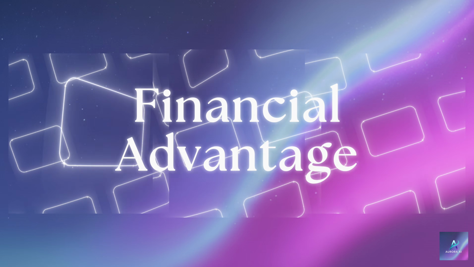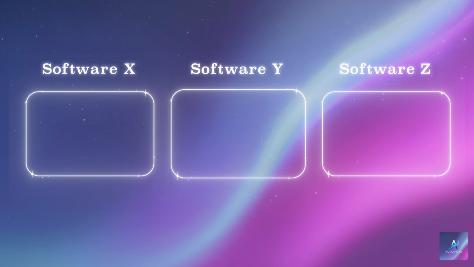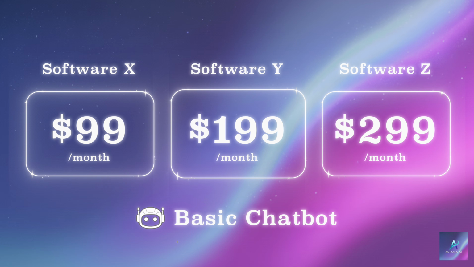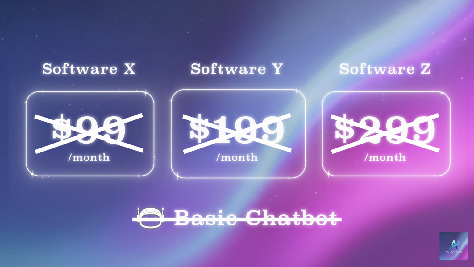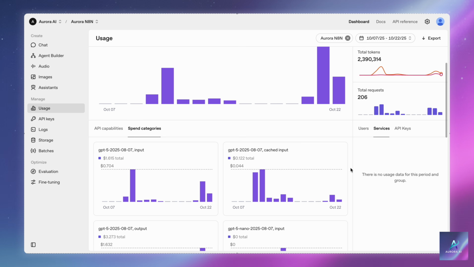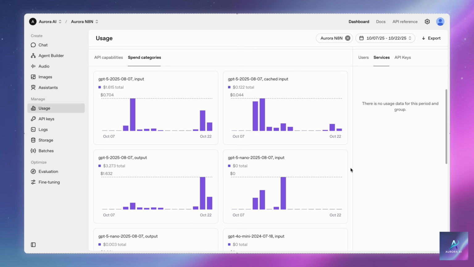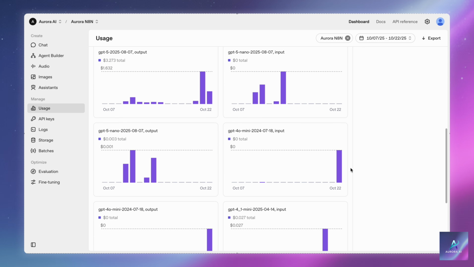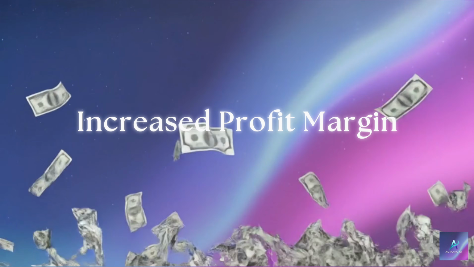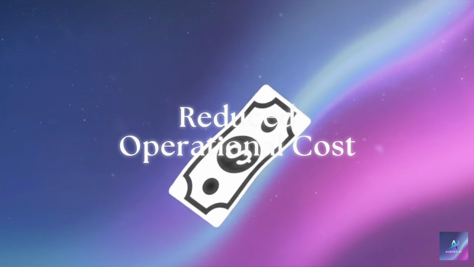Now for the best part, the financial advantage. You know those third-party AI agent platforms? The ones charging you $99, $199, or even $299 a month per client just for basic chat automation? Forget them. This will eliminate that recurring software expense. You're just paying for your OpenAI API usage, which for most agencies is literally pennies on the dollar, alongside the GHL and N8N subscriptions you already have. We are talking about a massive increase in profit margin and a massive reduction in operational costs.